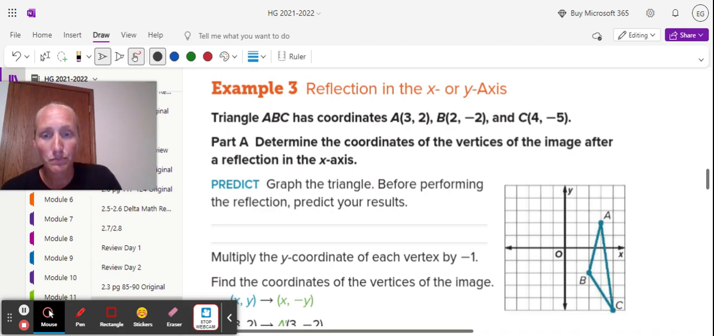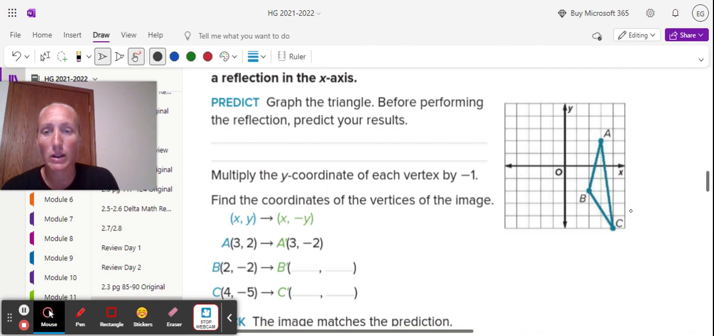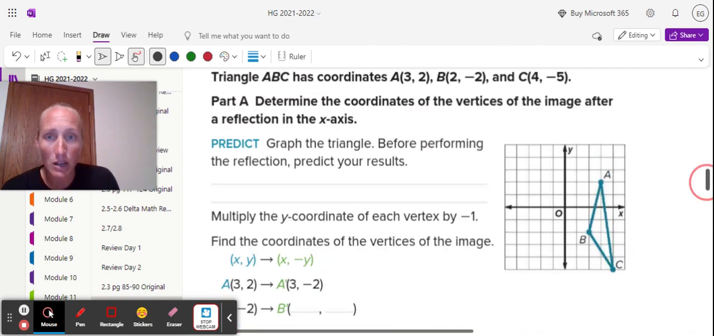So graphing the triangle, and predict your results. You can take this triangle right here. Sorry, I should read the beginning of it. We have all of those coordinates. Determine the coordinates of the vertices of the image after reflection in the x-axis. Okay, so I'm going to take my x-axis right here, and I'm going to reflect each one of them. This is actually a really good example to start with.